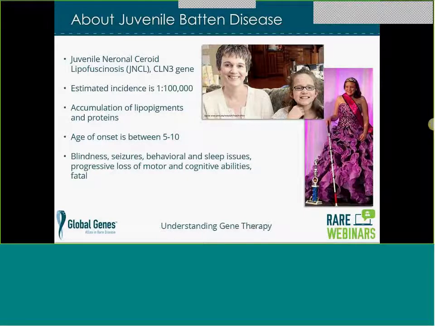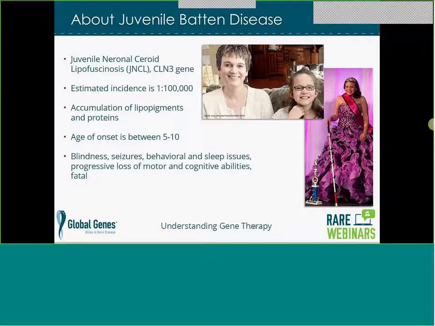So juvenile Batten disease is, again, also a lysosomal storage disease. Another name for it is juvenile neuronal ceroid lipofuscinosis. This can be traced back to an inherited mutation in the CLN3 gene. Instead of a buildup of sugars, as with MPS 3A and 3B, this time it's an accumulation of lipopigments and proteins, again in the kids' cells.